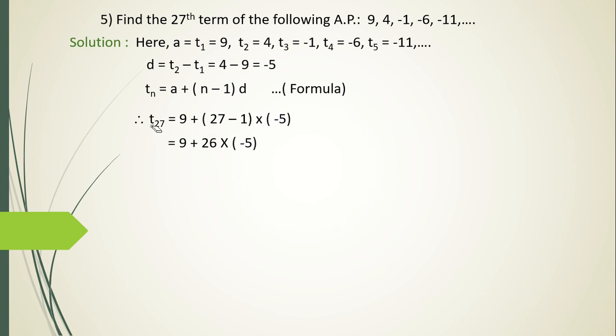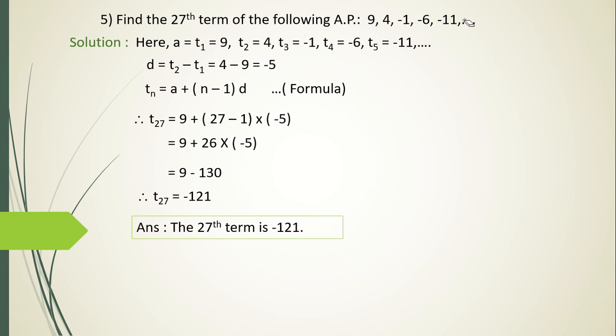So the answer, the 27th term, is going to go negative, because you can see that this is a decreasing sequence. It is going on decreasing. So we will get 9 minus 130. So T of 27, T27, is minus 121. So the 27th term of this sequence is minus 121.